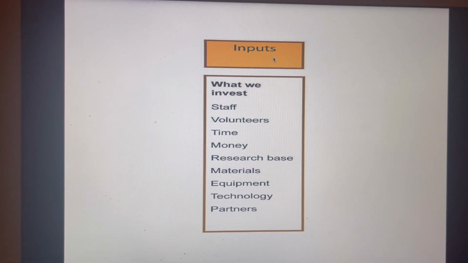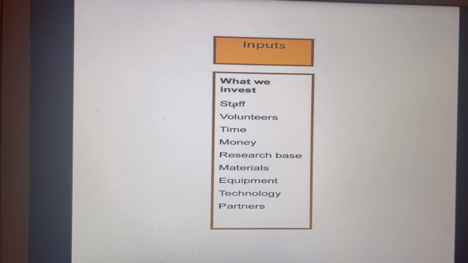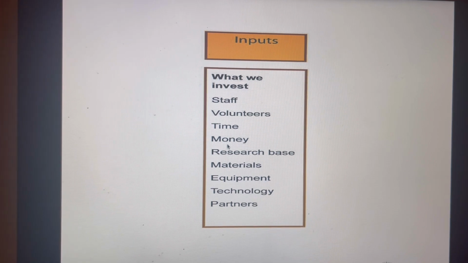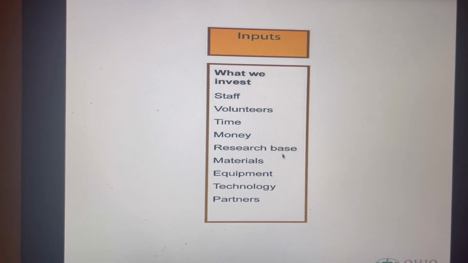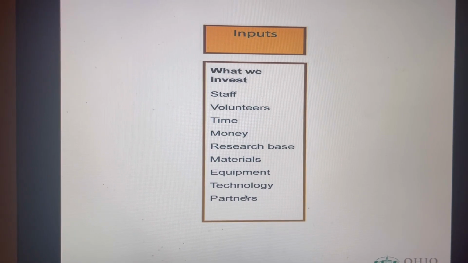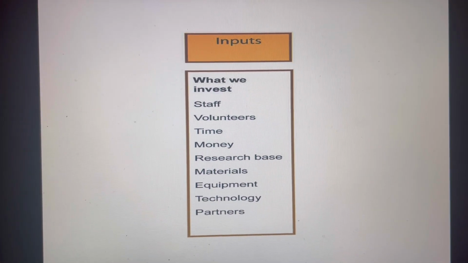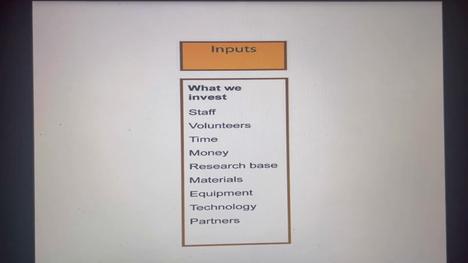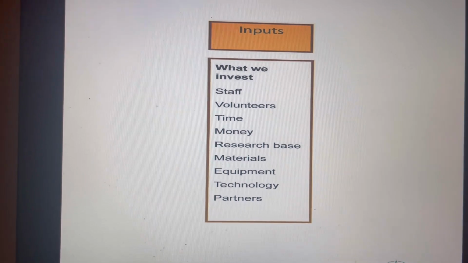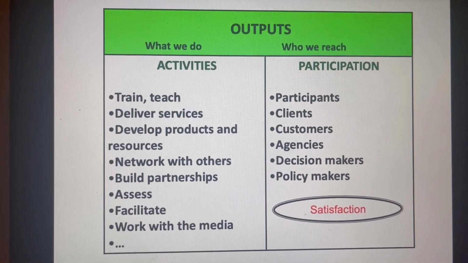So for the input column, which is what we invest, examples are staff, volunteers, time, money, research base, materials, equipment, technology, and partners. So basically, what do I need? What manpower do I need in order to implement the project? And the next slide shows the output.